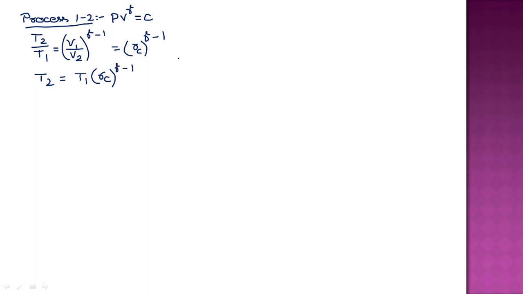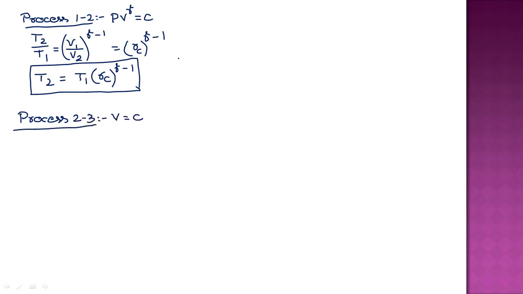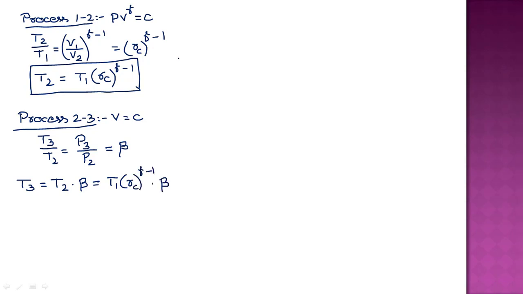Now let us go for process 2 to 3. Process 2 to 3 is a constant volume process, and during a constant volume process we know that temperature is directly proportional to pressure. So we can write T3 by T2 is equal to P3 by P2. P3 by P2 is nothing but beta, which is the explosion ratio. So T3 is equal to T2 into beta, which can also be written as T1 Rc power gamma minus 1 into beta, because T2 is T1 Rc power gamma minus 1. So we got T3 in terms of T1.